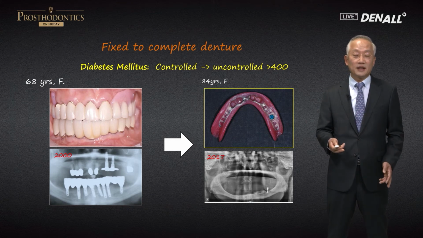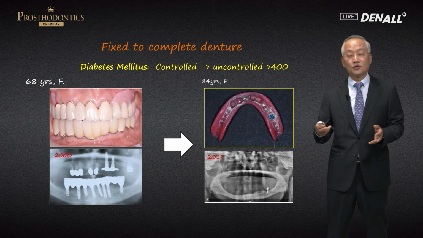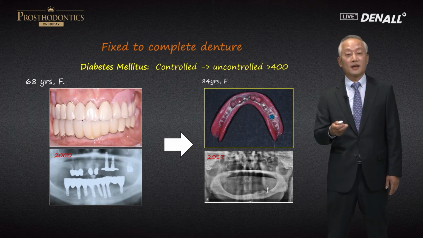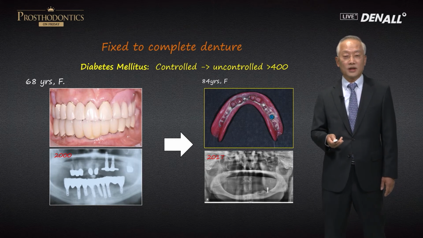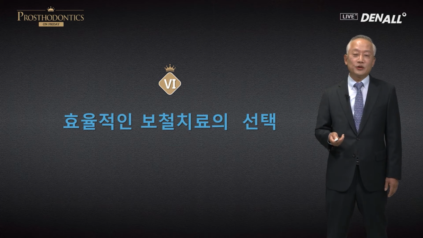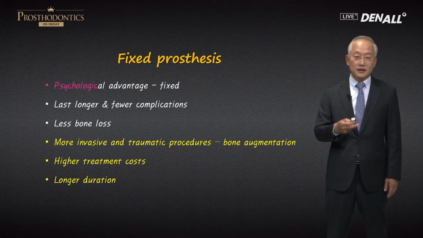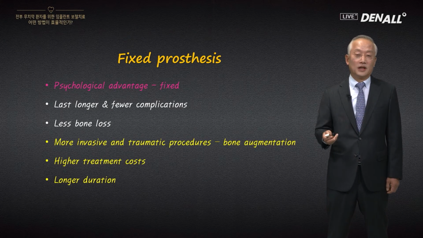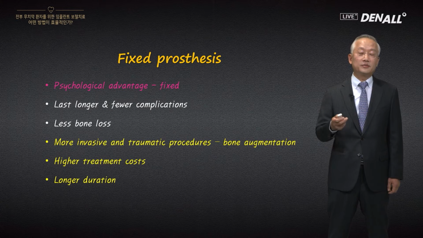For patients with systemic disease, the starting point is important, but continuous care up until the final point is very important, and that is why I included this clinical case. Requirements for effective prosthodontic treatment. This is the final part of the lecture.